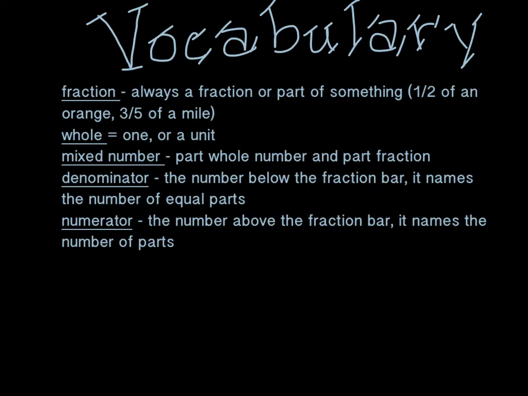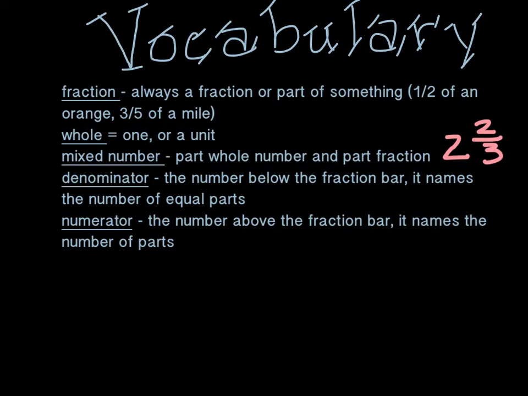We have mixed number, part whole number, and part fraction. So anytime we see a mixed number, it might look like a whole number, like 2 2/3. That would be a mixed number. So as you can see, we have a whole number and we have a fraction together. We have our denominator, which is the number below the fraction bar. It names the number of equal parts. We have numerator, which is the number above the fraction bar. It names the number of parts.